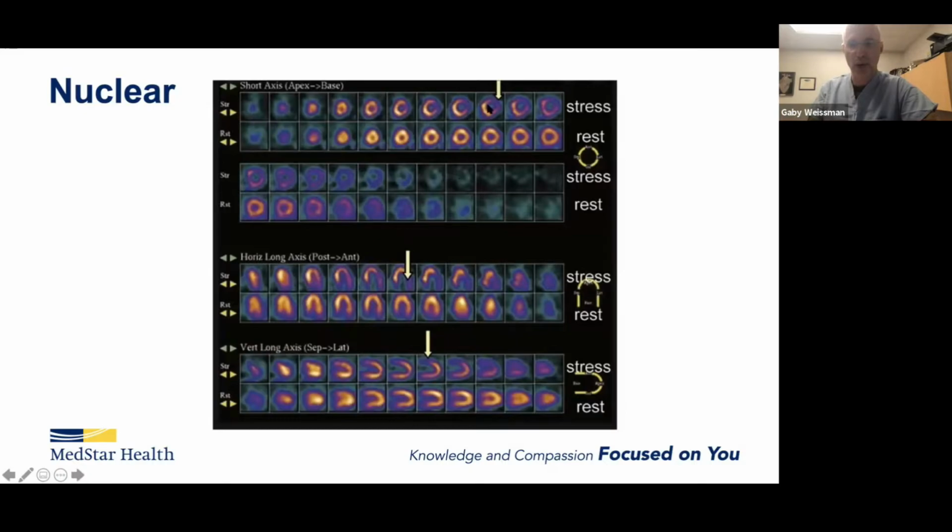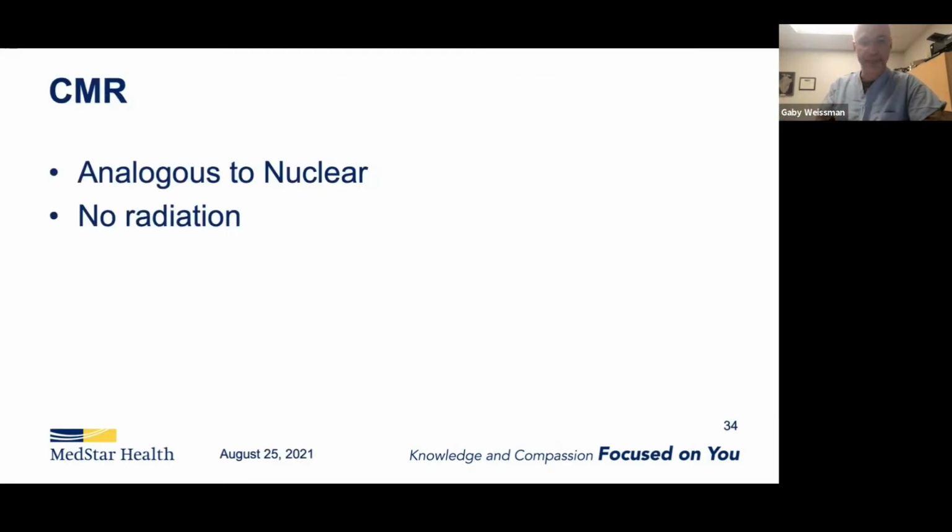So just pay attention to this portion of the heart. You can see the lateral wall here has a defect in it, right? This is on stress. There's a defect at rest. The defect goes away. You see the same thing here. In the long axis view, the lateral wall does not get sufficient flow at stress, but gets equivalent flow to the normal side at rest. So this is a case of ischemia, and this is what stress testing looks like, and that's the concept behind it. So when you send a patient for a nuclear test, that's what we do. That's stress testing via nuclear.